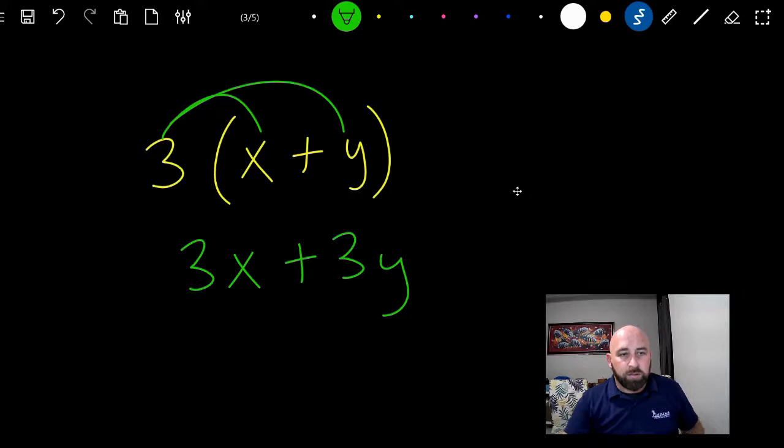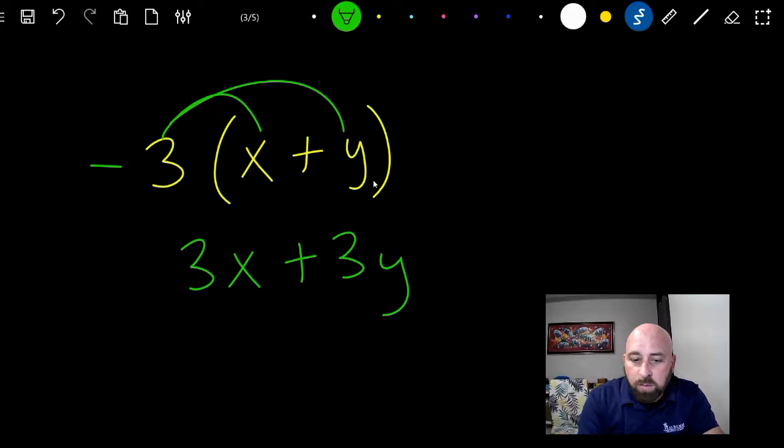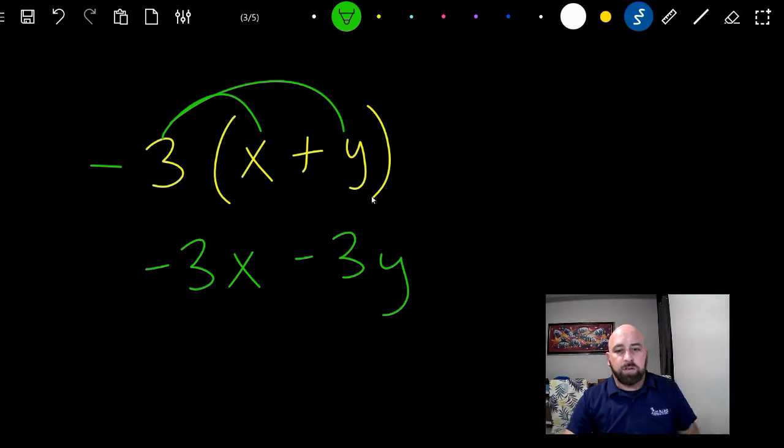We're distributing. You can also distribute a negative sign. So if that had a minus, we'd get a minus 3x, and we would get a minus 3y right here. So we can also distribute with a minus sign.